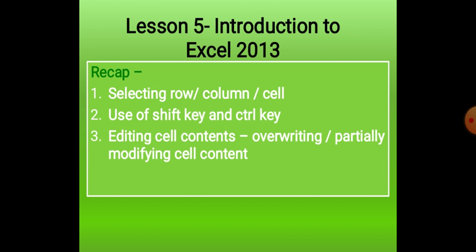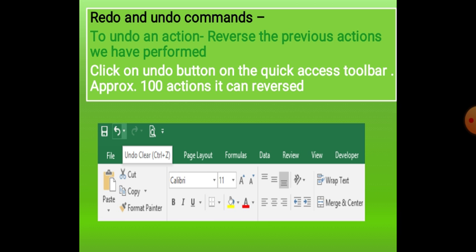Now children, today we will understand about redo and undo commands and copying and moving data methods. First we will understand about undo. Children, undo command reverts the actions we have performed. Whatever task we did in the Excel sheet, like I typed any content, I cleared any content, I set the formatting for my table, I set alignment, we have resized the column width and row height. All these changes we did in the sheet.